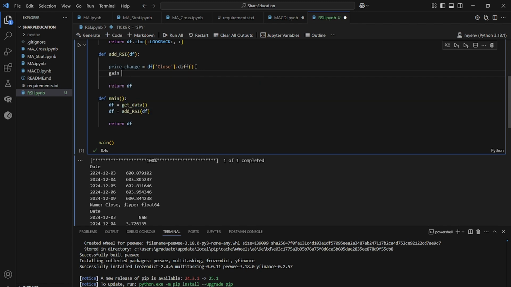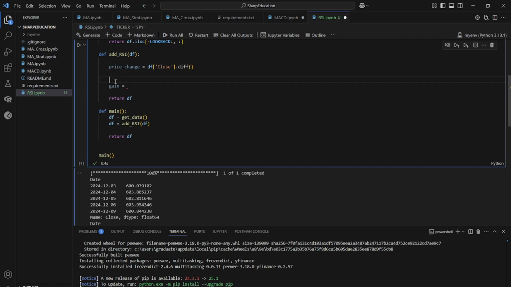So we're going to do gain is equal to, or I'm going to denote that with a little note. Gain is equal to price change, and we're going to use the numpy.where function as we always do. Delta, or price change, is greater than 0, then that is going to be 0.